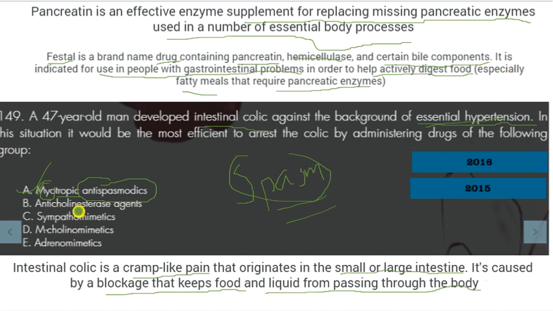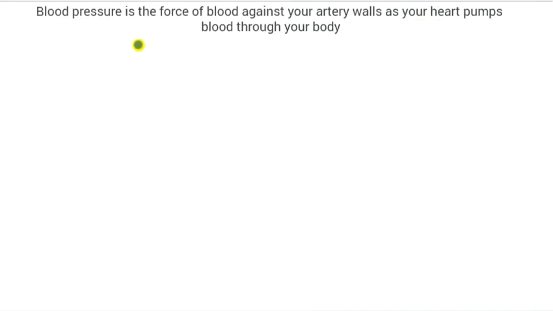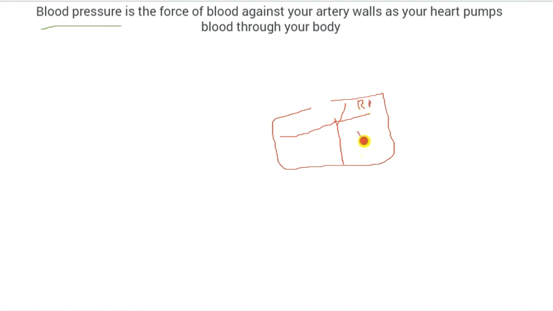Before we go to the next options, we need to understand what is meant by blood pressure. Blood pressure is the force of blood against your artery walls as your heart pumps blood through your body. Here we can draw our heart. This is the heart: left atria, left ventricle, right atria, right ventricle.